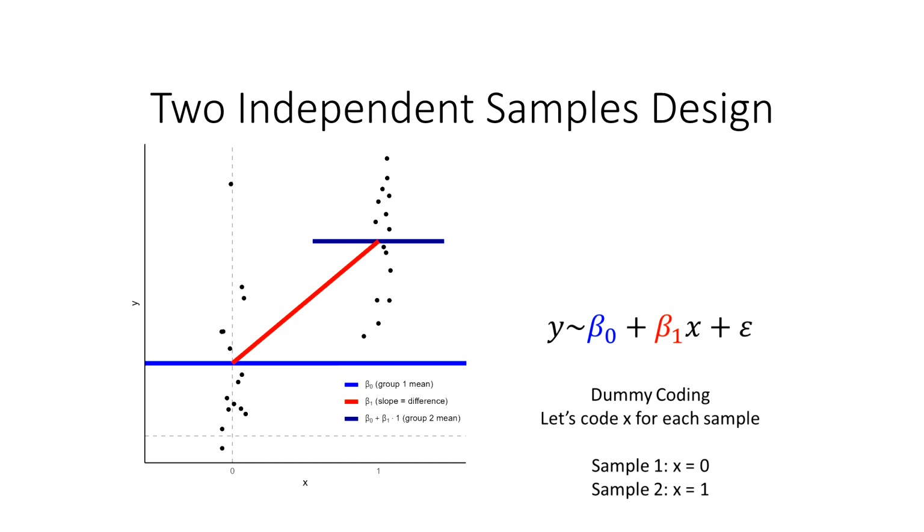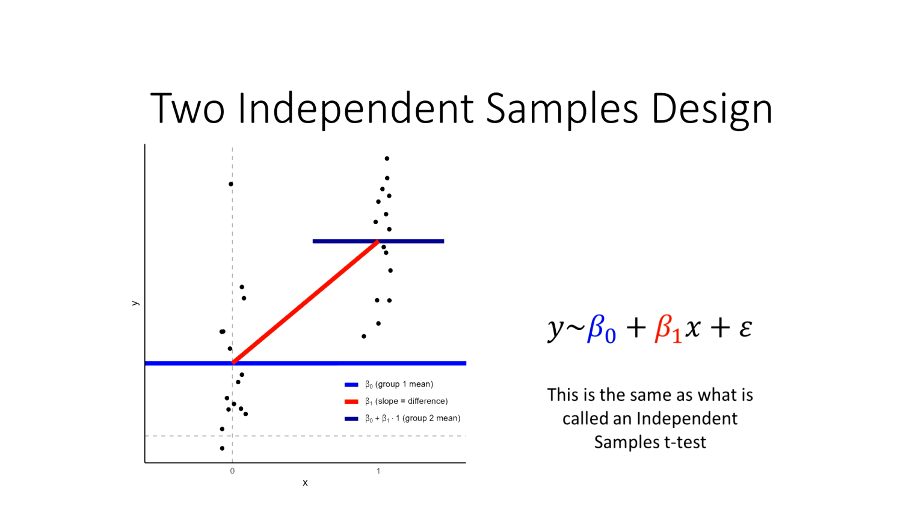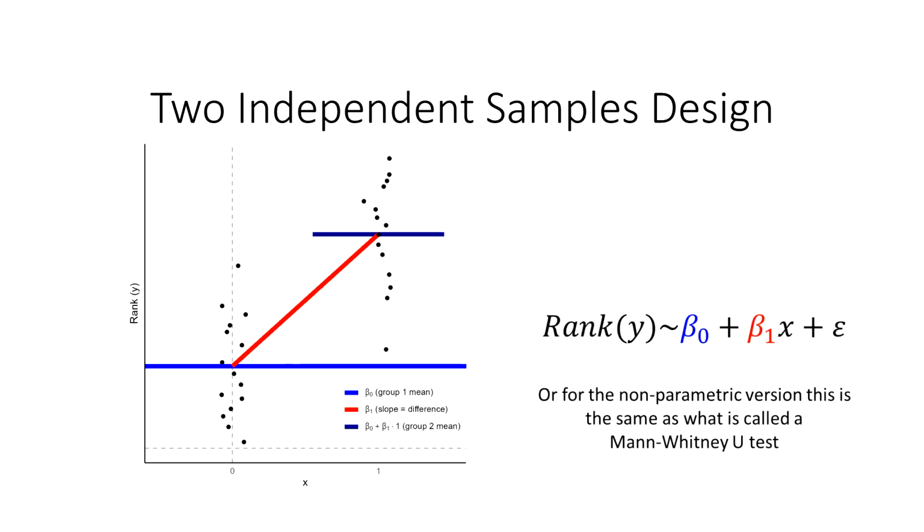Now, this is what typically gets called an independent samples t-test. And again, similarly to the other tests that we've looked at, there is a non-parametric version of this where we can rank our y variable and then apply our regression model to predict the rank value of y, and this is what is often called a Mann-Whitney U-test.